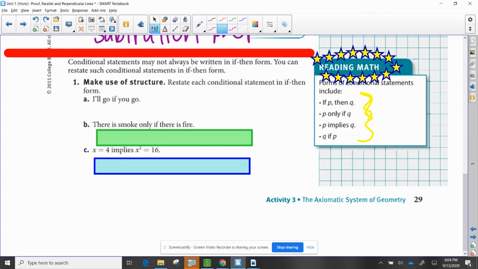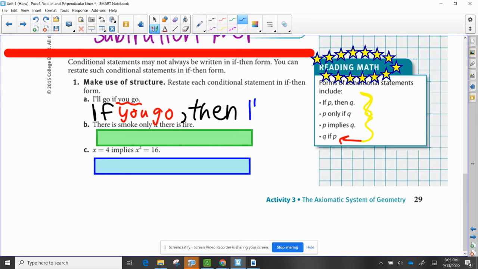So let's look at an example from your book where it says, I'll go if you go. So we don't have the if-then statement that we're used to seeing. It's kind of using this bottom form right here, where it's giving the conclusion first and then the hypothesis second. Okay, I'll go if you go. So we have to rewrite this conditional statement in an if-then form. So we want if something happens, comma, then we'll have a conclusion. So what's the hypothesis then? What are they saying first? Well, they're saying if you go. The conclusion then is, then I'll go.